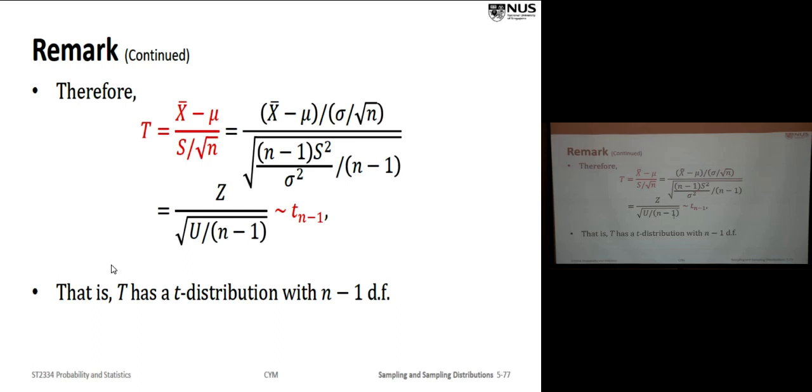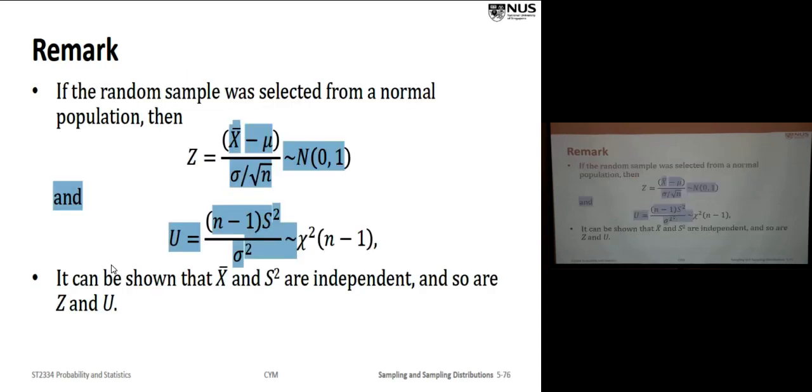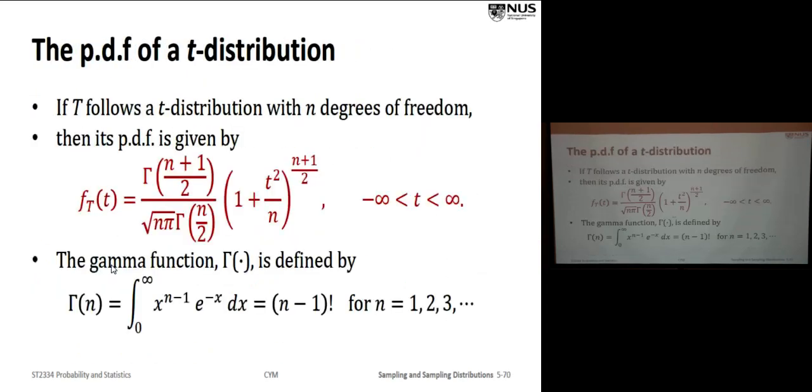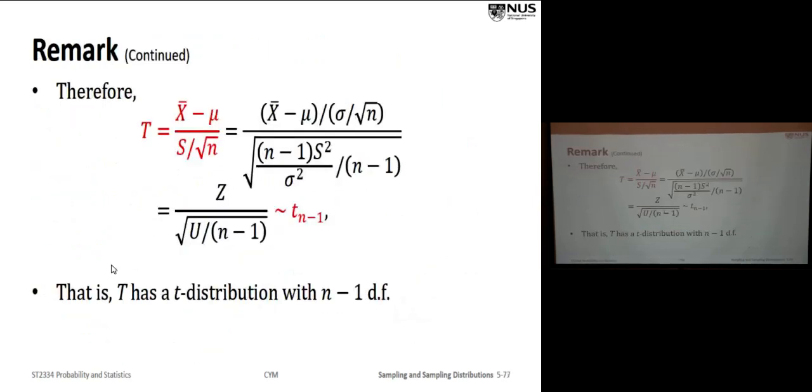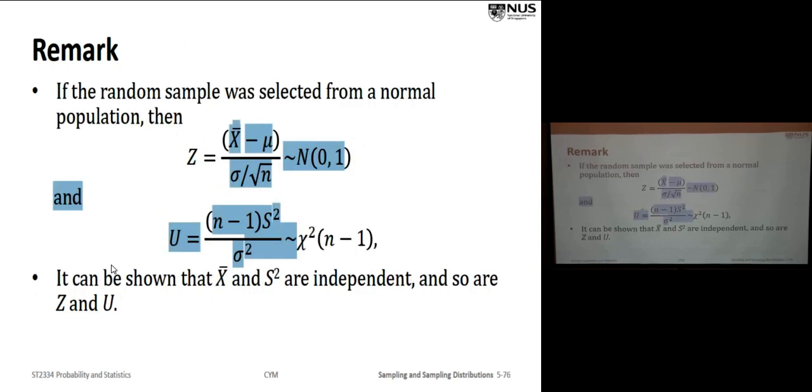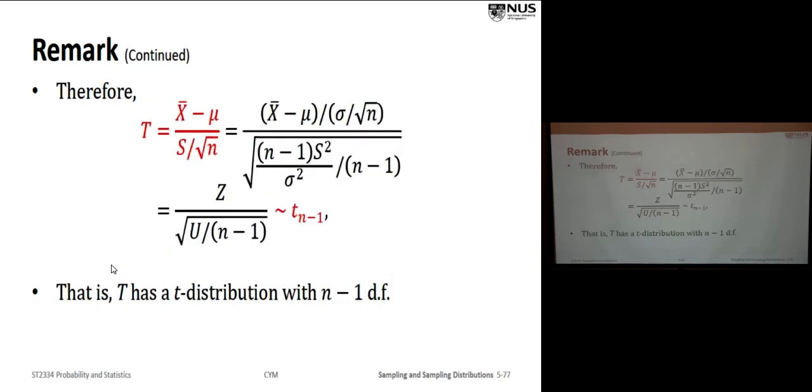And by the definition of a t distribution that we gave at the beginning, if Z is normal 0,1 and U is chi-square on n degrees of freedom, and I divide by the square root of U over n, then I define a T. In this scenario, Z and U are independent normal 0,1 and chi-square n minus 1 degrees of freedom, and the statistic T, which is x bar minus mu over s over root n, is then t on n minus 1 degrees of freedom.